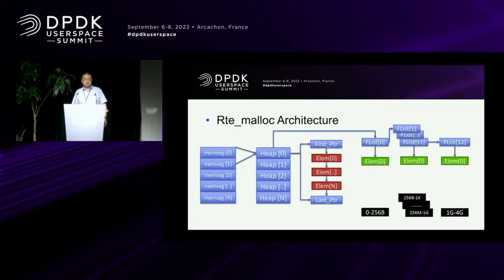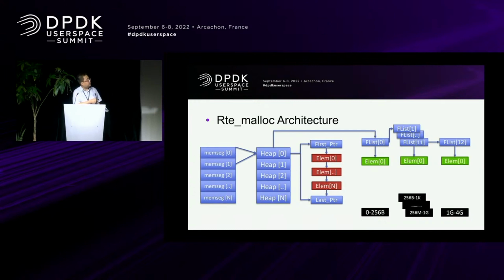Okay. So this is today's RT Malloc overall architecture. That's my personal understanding. The first layer here is the system memory segment. You have a bunch of them, all organized with a list. Built on that, you have the heap list, which is another list. Each heap will cover one socket. So my understanding is each socket will have one heap here.